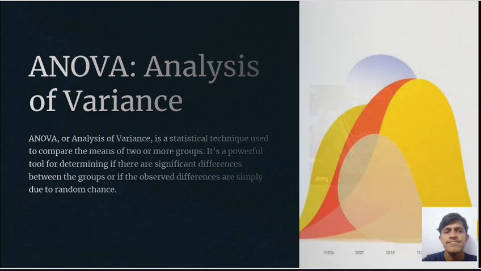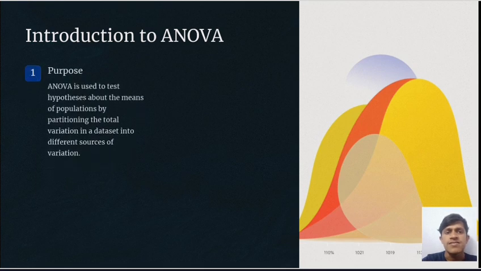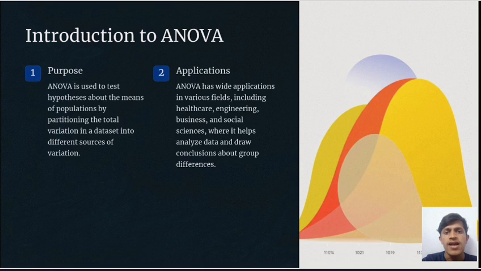Next, introduction. First, purpose. ANOVA is used to test hypotheses about the means of populations by partitioning the total variation in a dataset into different sources of variation. Second, applications. ANOVA has wide applications in various fields, including healthcare, engineering, business, and social sciences, where it helps analyze data and draw conclusions about group differences.